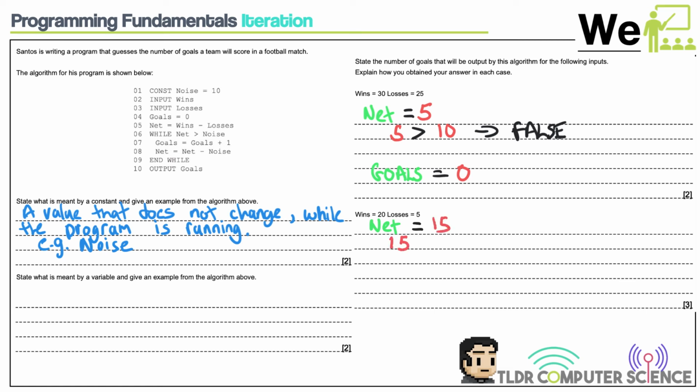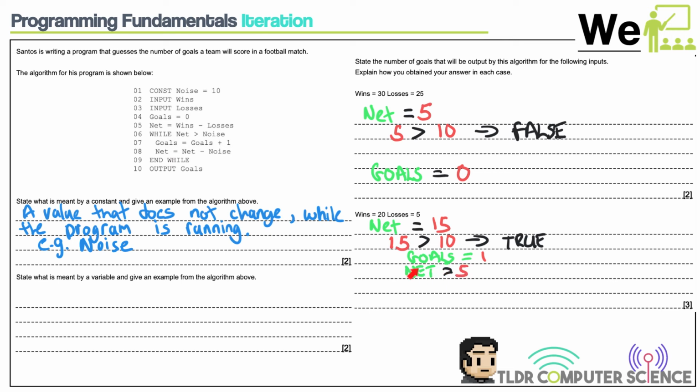And then we've got 15 greater than 10, and that time it's going to be true, right? Because 15 is bigger than 10. And that means we're going to run this loop. So goals equals goals plus 1, so now goals would become 1. And then net equals net minus noise. So now the new value of net is going to be 15 take away 10. So net will become 5.